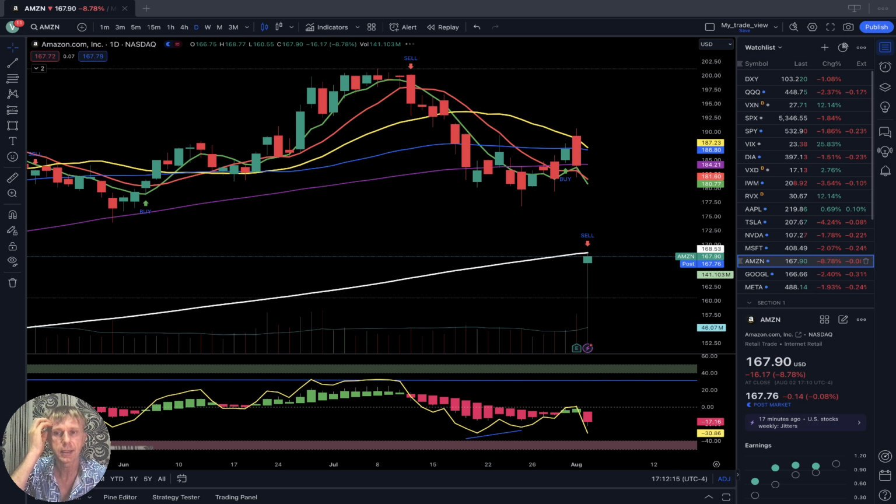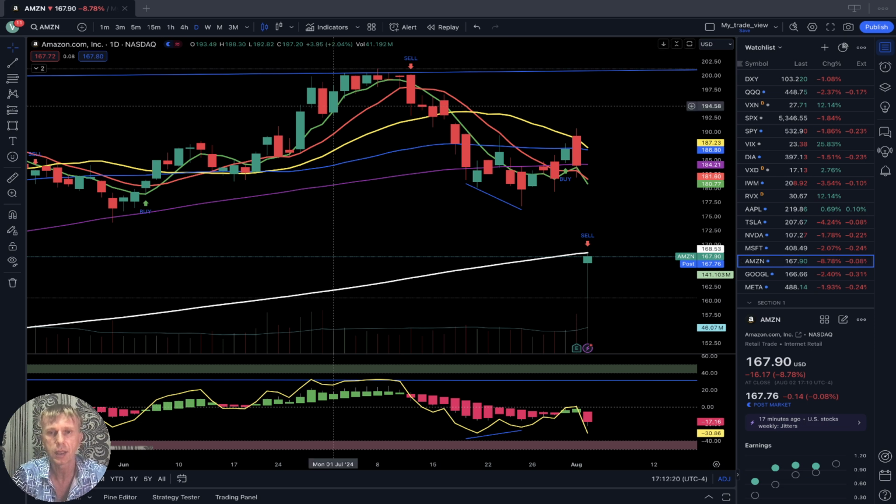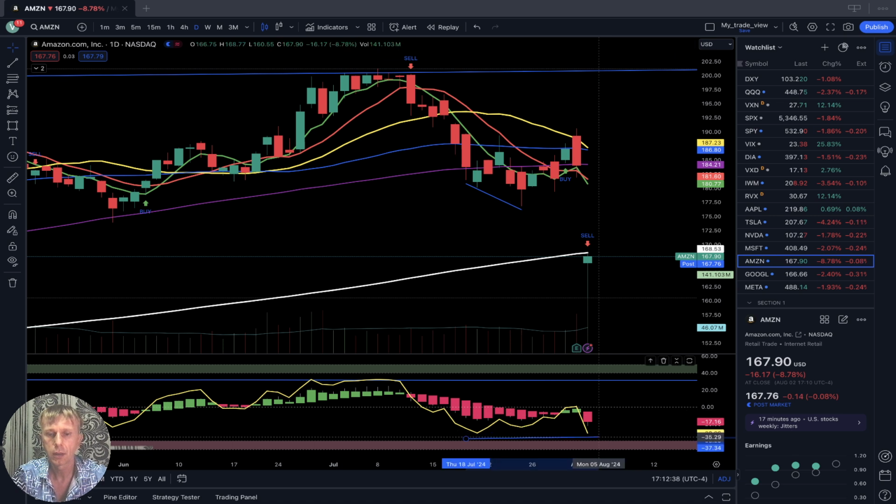Amazon minus 9%, daily time frame. SMA 5, the bearish crossover over 10. Bearish reversal, bearish trend, right? It was rejected from SMA 20. Bearish trend.